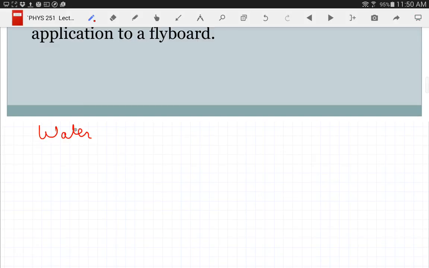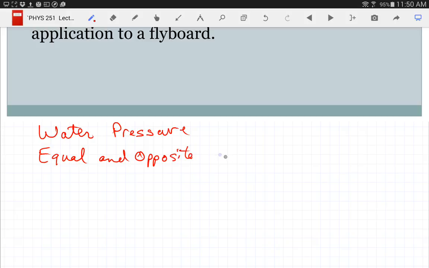Okay, you said water pressure. Any other answers? Seems like there's some equal and opposite force kind of stuff going on, because you're spraying water down and that's pushing you up. Equal and opposite, you said water force? Some kind of force. Yeah, water. Well, you just said force. There, I'll put equal and opposite force. Any other ideas?